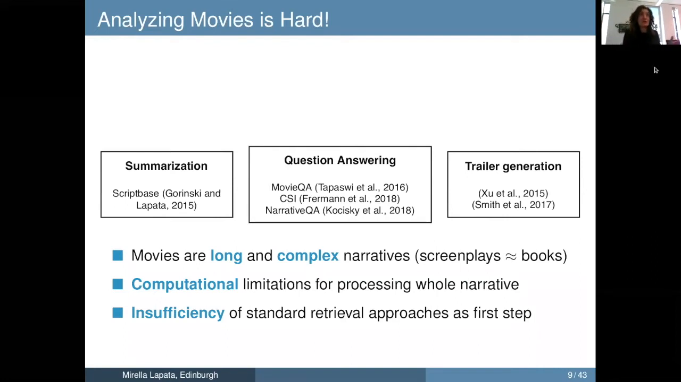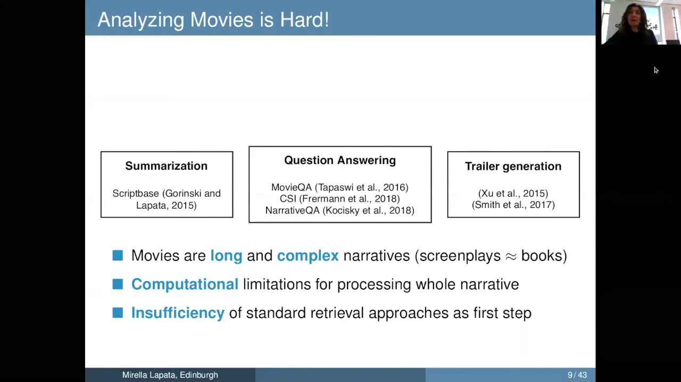And of course, there is a computational problem: the models we have right now do not have good ways of actually encoding these huge screenplays that are almost like a book. It's approximately 120 pages each. And you cannot even do information retrieval.